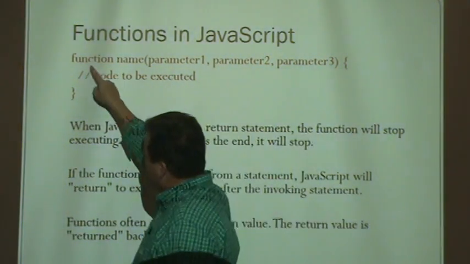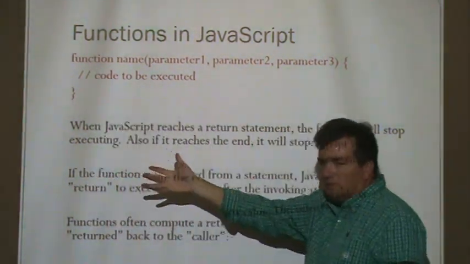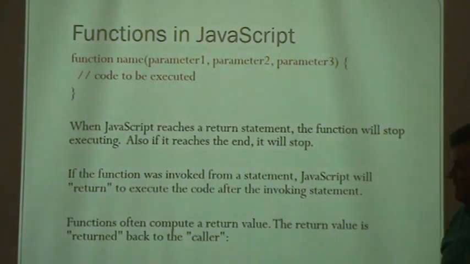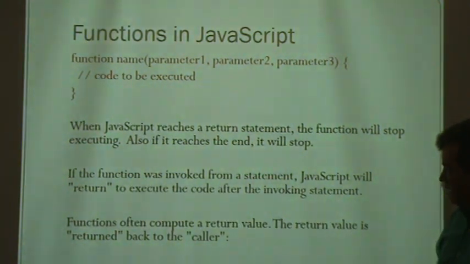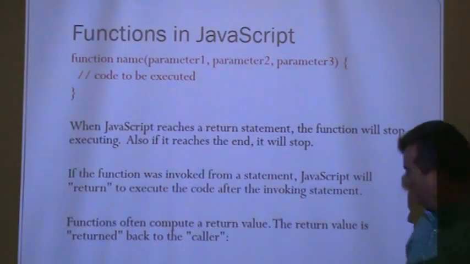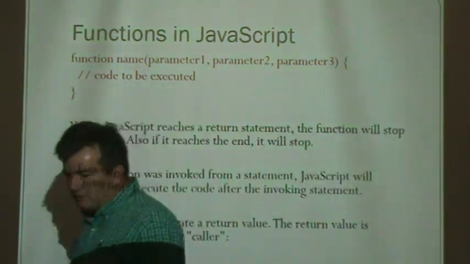If you don't have a return statement, when it reaches the end, then it's like all the tasks you're trying to do are finished. If the function is invoked from a statement, JavaScript will return to the statement after the code was invoked. And often the function computes a return value and it will be returned back to the caller.